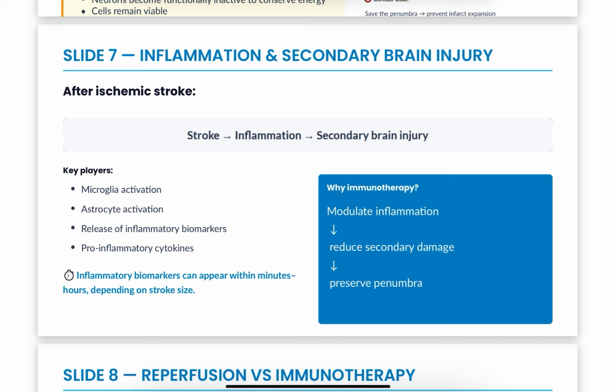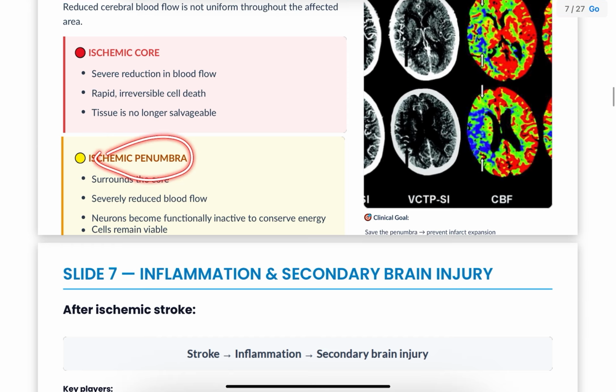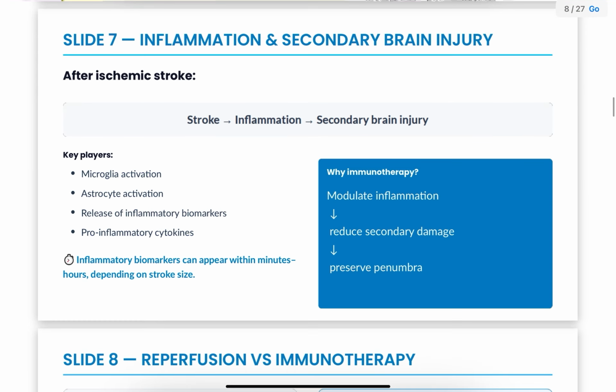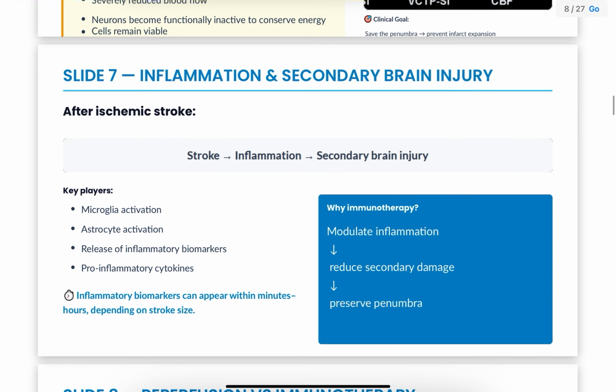This is why researchers are mainly interested in immunotherapy. The idea here is not only to restore the blood flow, but also to control the immune response, because as we said, once it starts, it will continue further and further. So it's our main goal not only to restore the blood flow, but also to control the immune response to reduce the secondary injury and hopefully preserve more of the ischemic penumbra. I hope this slide made sense for you.